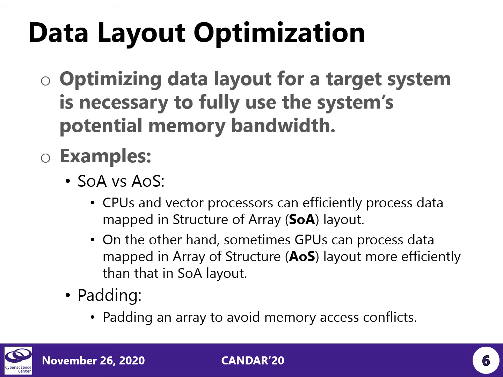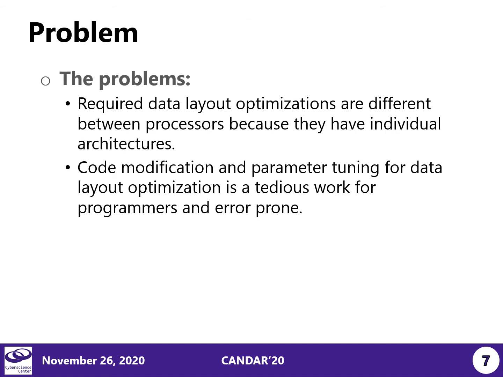And another example is padding. Padding is mainly done to avoid memory access conflicts. Later, we will explain padding in detail. Here, two problems have become clear. One is that a different data layout is required for each processor, because each of the processors has a different memory architecture. And SOA versus AOS in the previous slide is a good example. The other problem is that data layout optimization requires code modification and parameter tuning. They are not only tedious for programmers, but also error-prone.